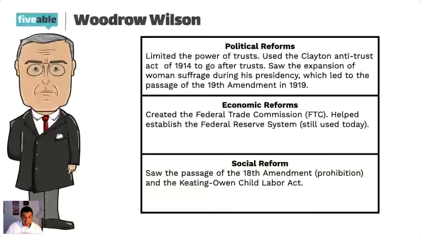And then finally, he saw the passage of the 18th Amendment, which is prohibition. What is prohibition? Exactly. It made alcohol illegal. And this is an example of how they wanted to clean up society, the idea that if you make alcohol illegal, society could be cleaned up. So this happened under Woodrow Wilson.